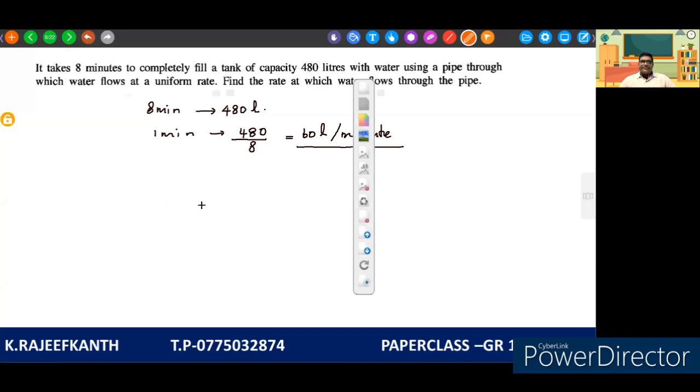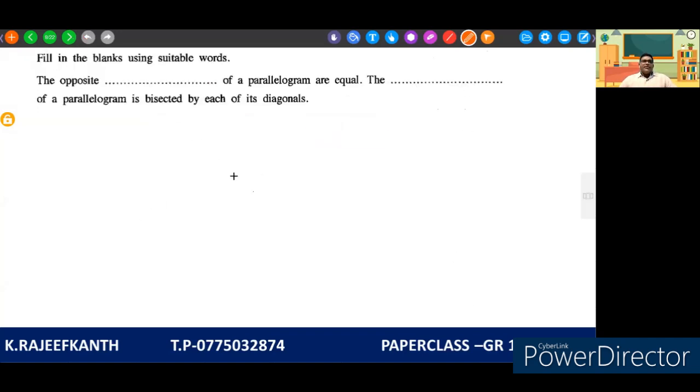Then next one. Fill in the blanks using suitable words.